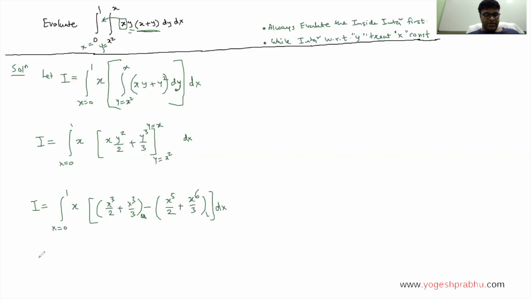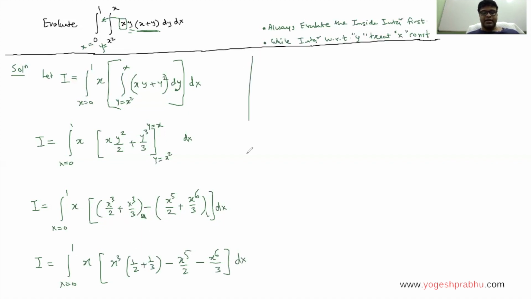X cube over here. So it's going to be I equal to the integral from x equal to 0 to 1. Then this is x cube. This is half plus 1 by 3, this term over here, I took x cube common, minus x raised to 5 by 2, and then minus x raised to 6 by 3, and dx. So that minus sign comes inside. Okay, fair enough. So once you get that, let's just simplify these terms.